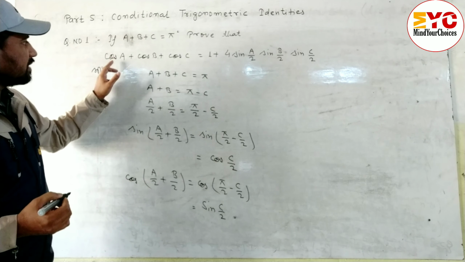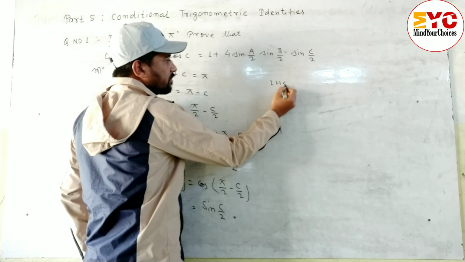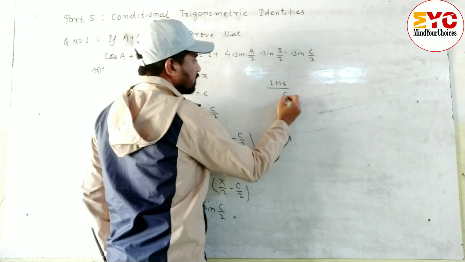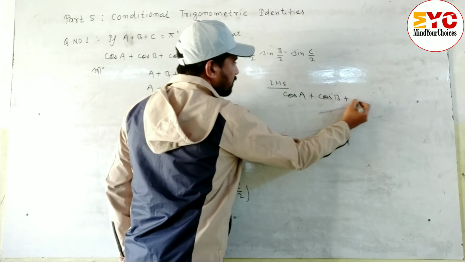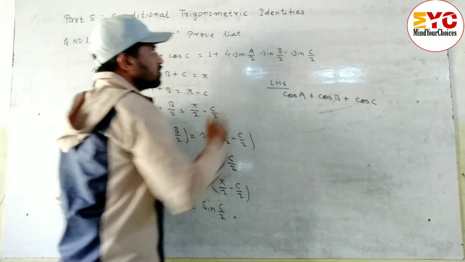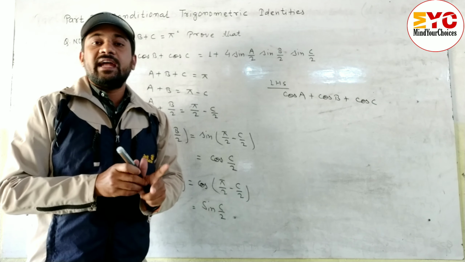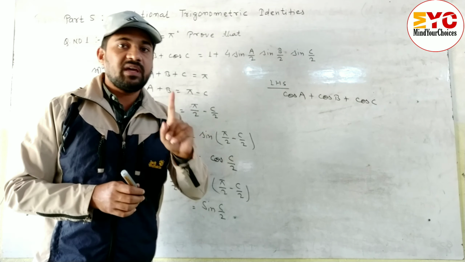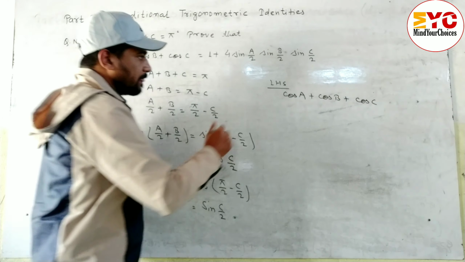After doing this condition we have to take the LHS. Now taking the LHS, there is cos A plus cos B plus cos C. This conditional trigonometric identities topic is very important, and you will score 4 marks from here. One long question, 100% fixed, and you will get 4 marks.